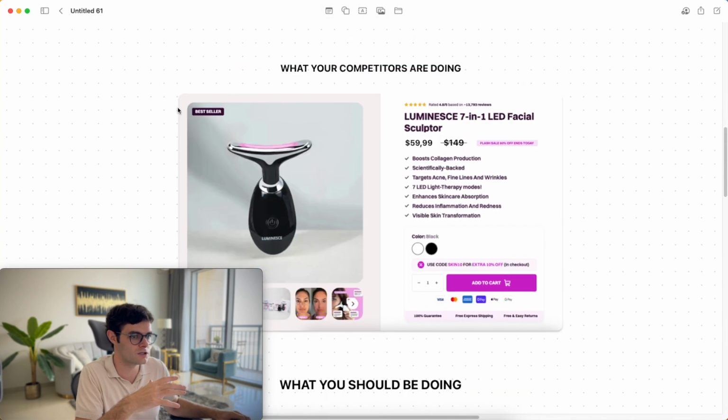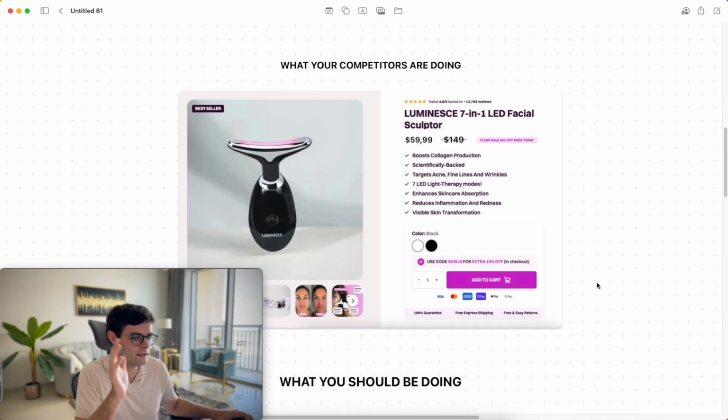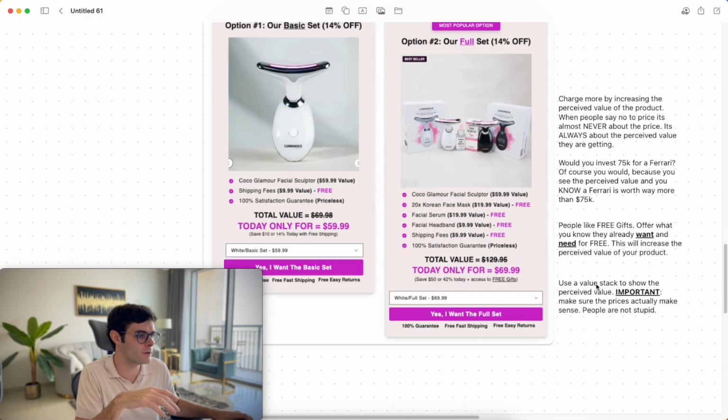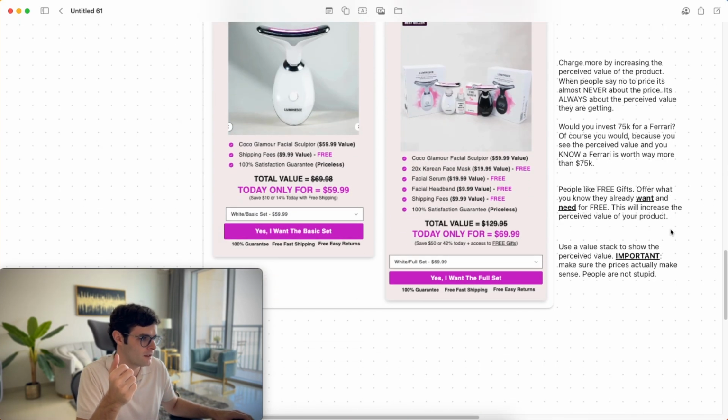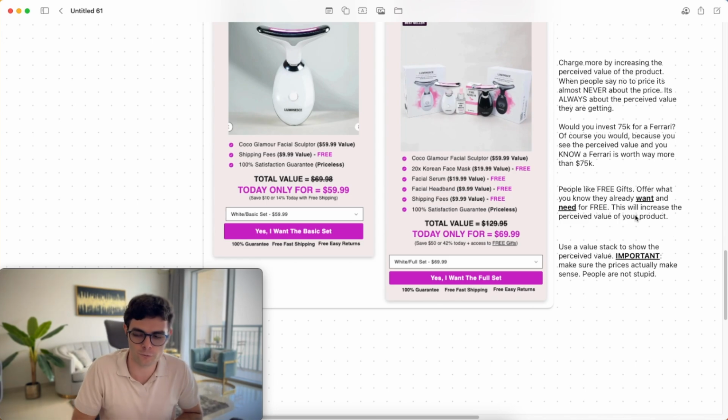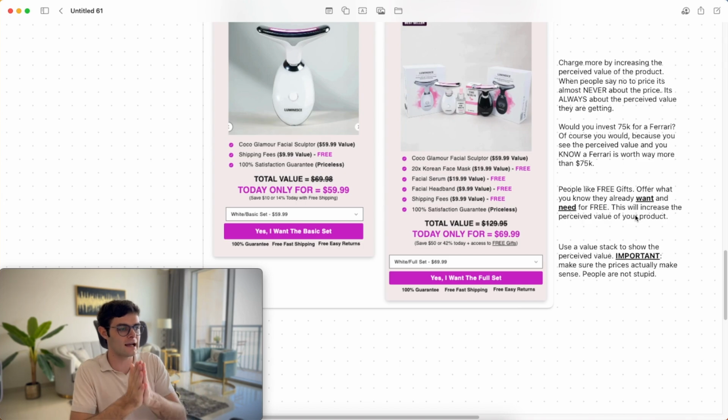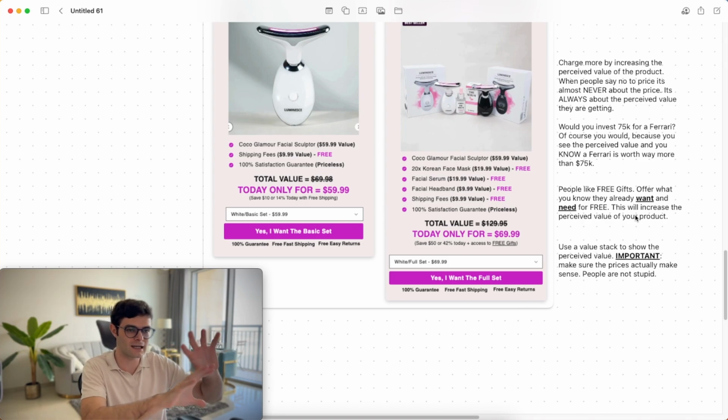If your competition is doing just this, do something better. Propose bundles, propose solutions. Make sure that people actually see the perceived value, kind of like the Ferrari example. And so what we want to do here is basically offer free gifts. One other thing that we noticed really works well is creating this kind of bundled solution, and within the solution, offer free products.